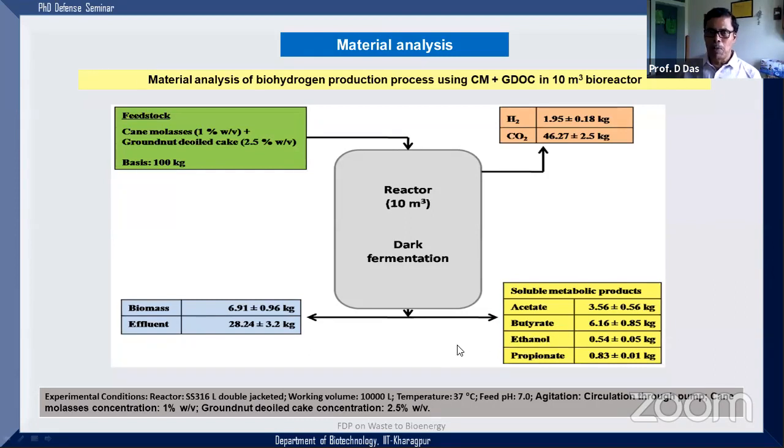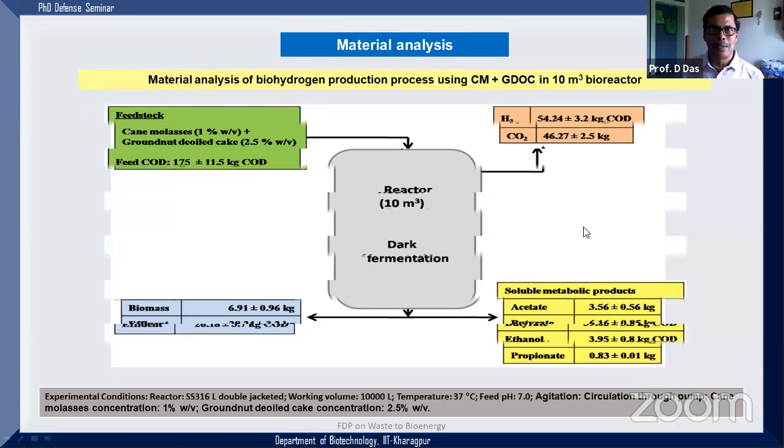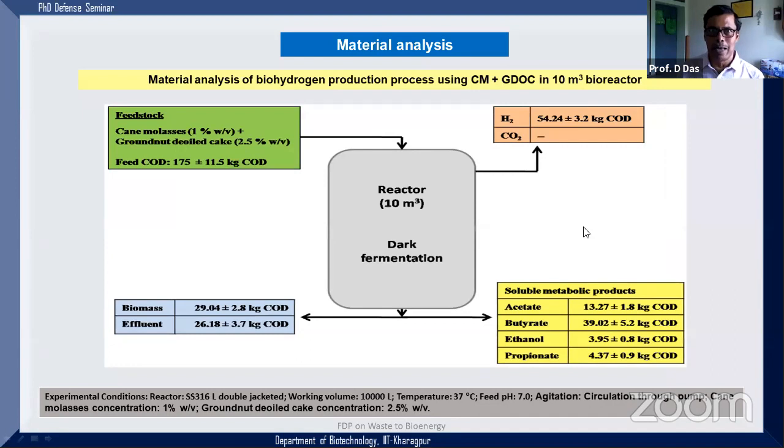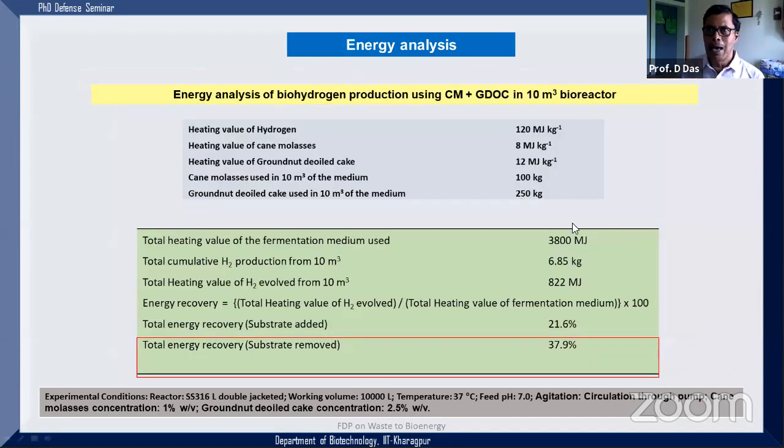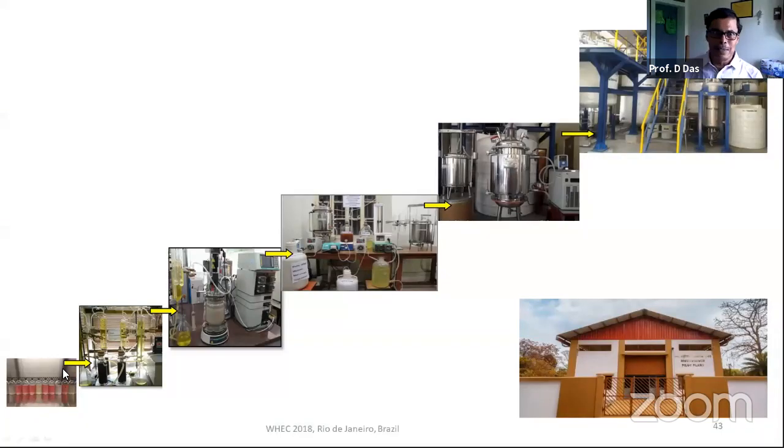So this is called biohydrogen system, hydrogen followed by methane. That also we developed by ourselves. We have a book on that. We find that this is the process that will be with us in the years to come. And this is the other material analysis with respect to COD. And this is kind of energy analysis we have done. We find the total energy recovery with respect to substrate removal with 37.9%.